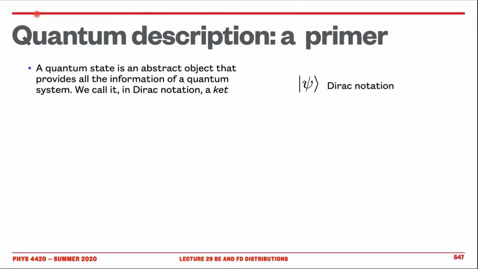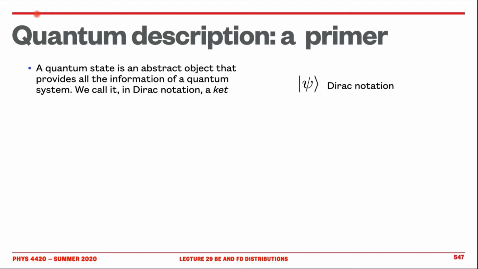Basically, in quantum mechanics, we are dealing with quantum states, quantum vectors, sometimes we call them, and these are abstract objects that provide all the information of a quantum system. Of course, we do not have access to that information until we have calculated or determined this state. But this is an object that can include all the information. Accessing it is a different thing.